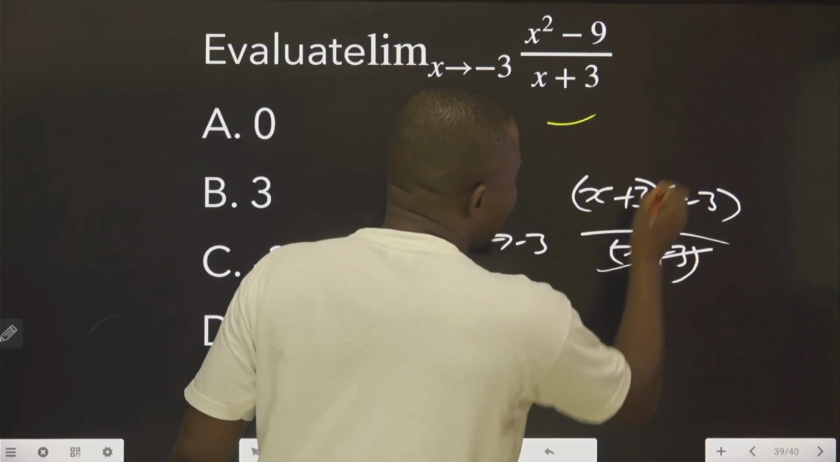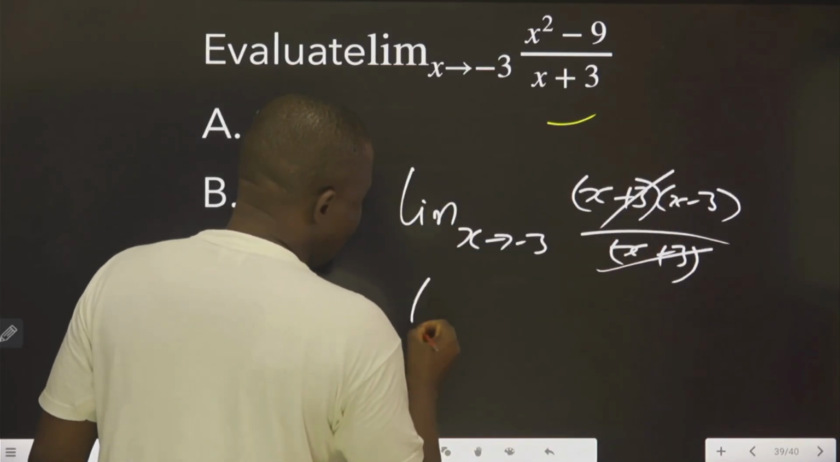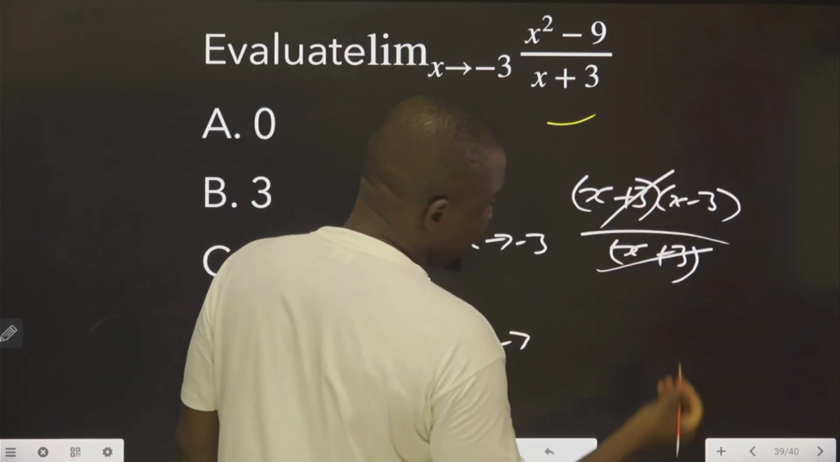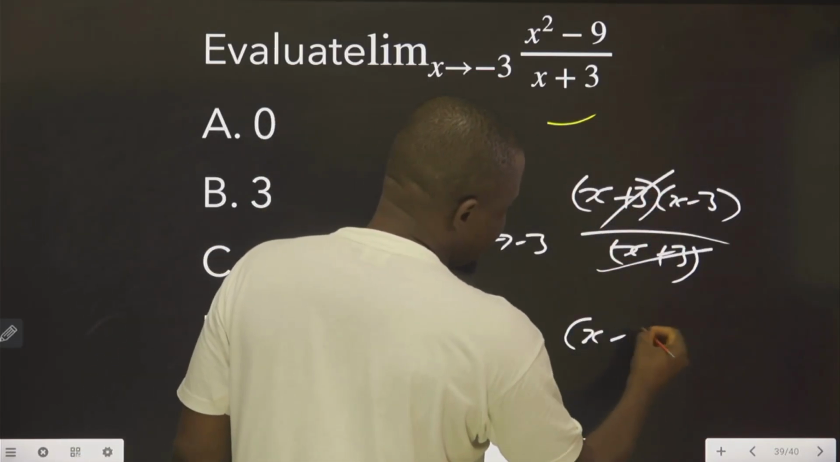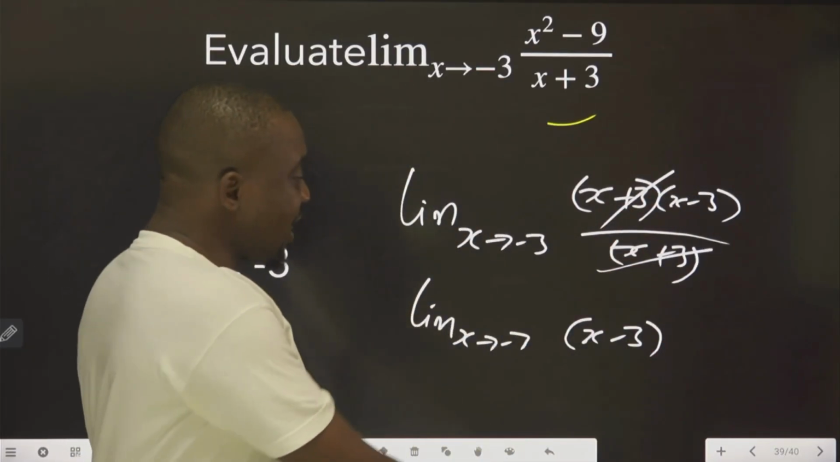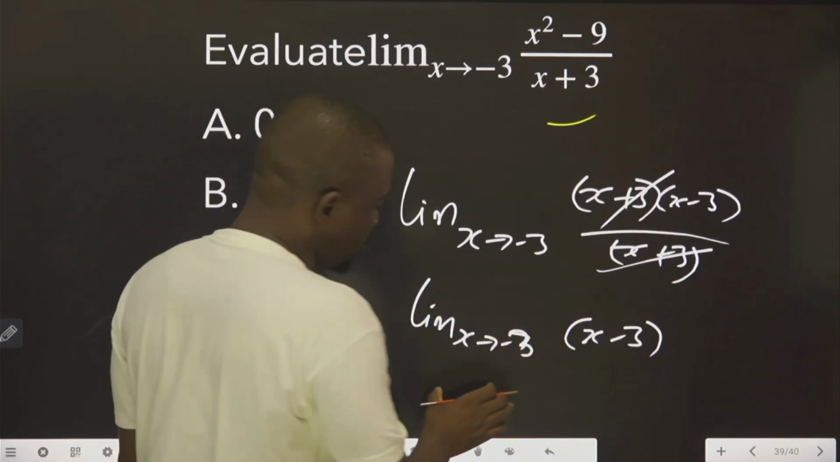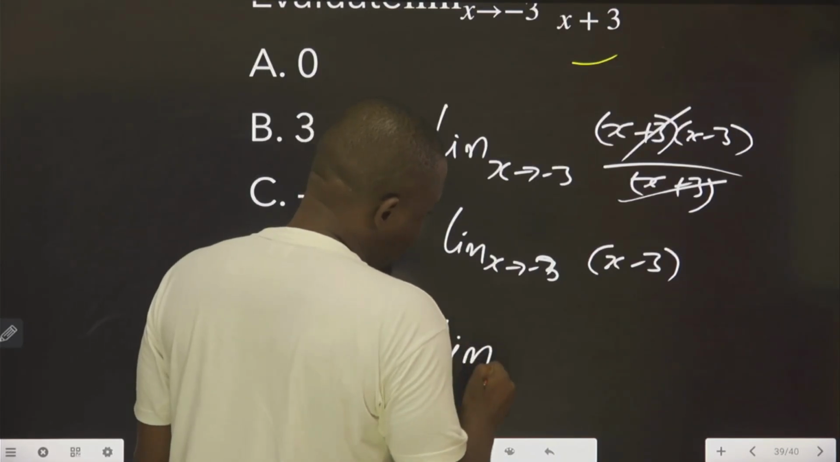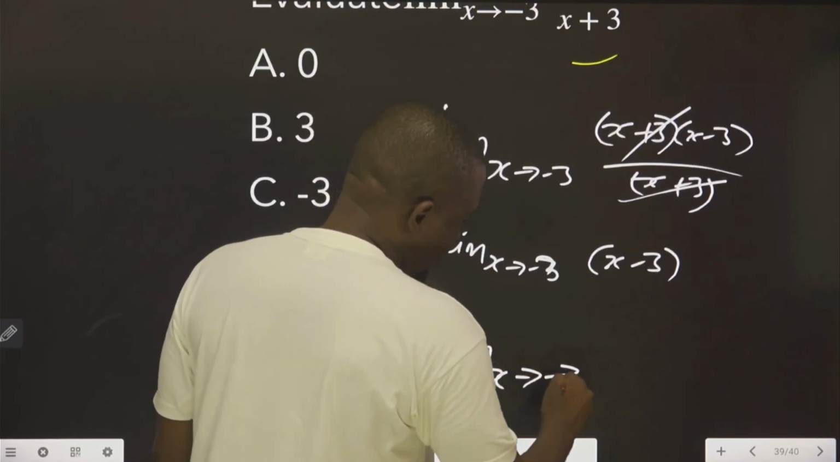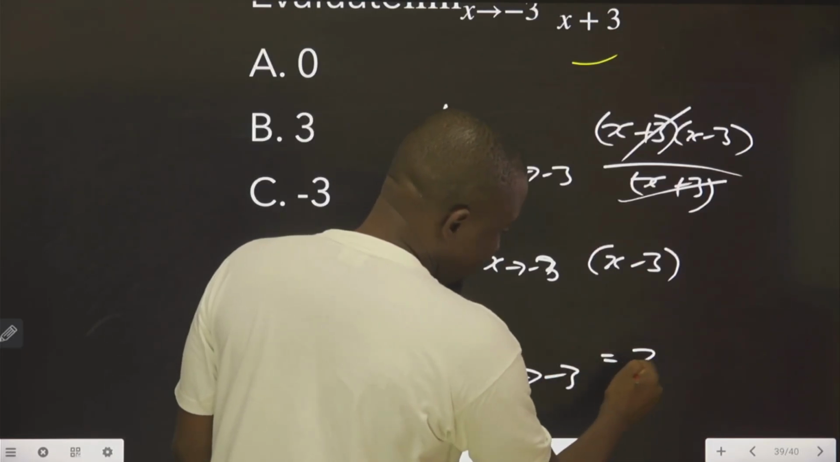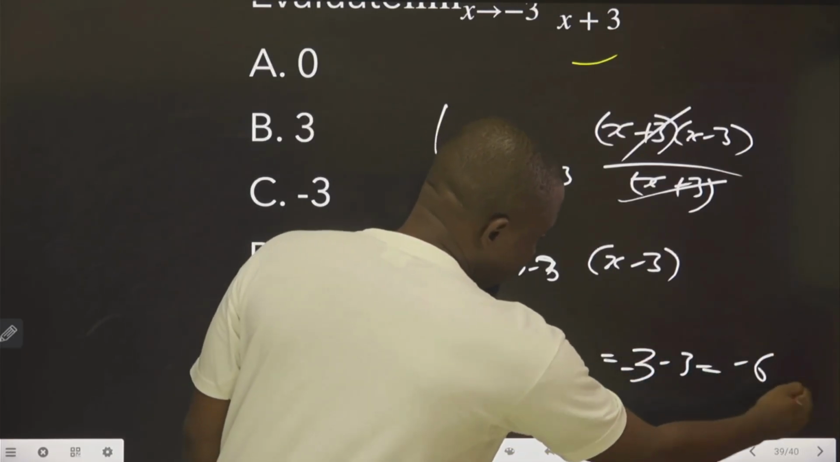You can cancel this and this, as this s is tending towards minus 3, what is remaining now is s minus 3. Okay? Now you will substitute, which is minus 3, minus 3, minus 6.